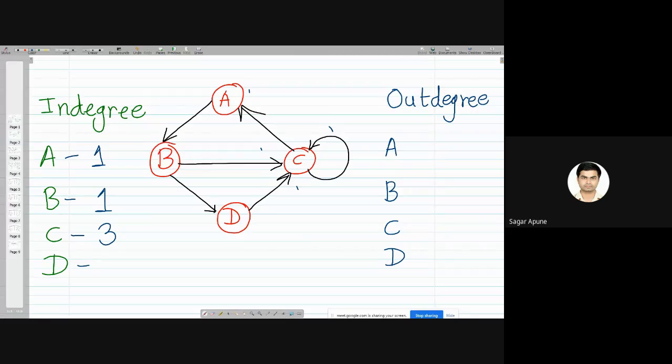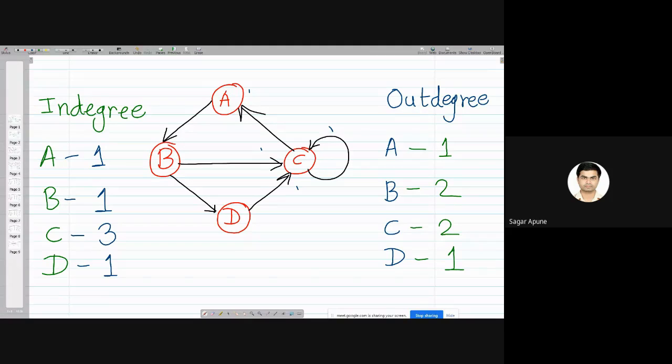And D, incoming edge B to D is there, so 1. So what about next, out degree? How many edges going from vertex A? There is one edge A to B, so out degree of A is 1. What about B? There are 2 outgoing, B to C, B to D, so B is 2. What about C? Calculate self loop as 1, and C to A is there, so 2. And what about D? D to C is there, so D is 1.